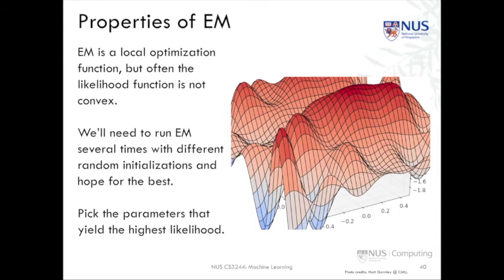So just like in neural networks, EM is a local optimization function, but actually the likelihood function, as we have hinted before, is not convex. So oftentimes, just like with k-means, we'll need to rerun EM several times with different random initializations and hope for the best. I'm going to pick the parameters that yield the highest likelihood for the models.